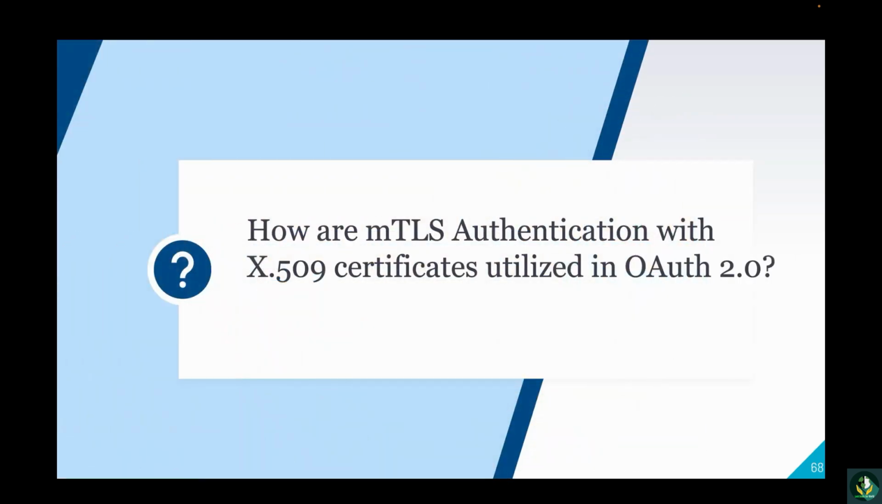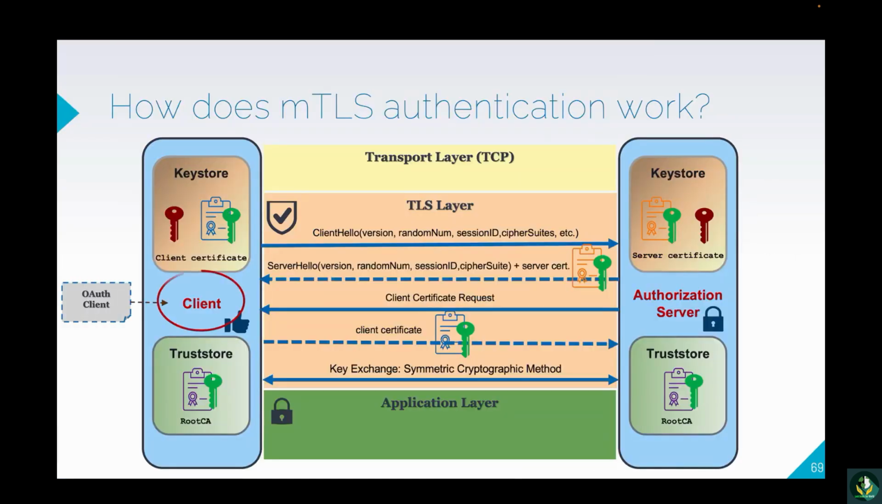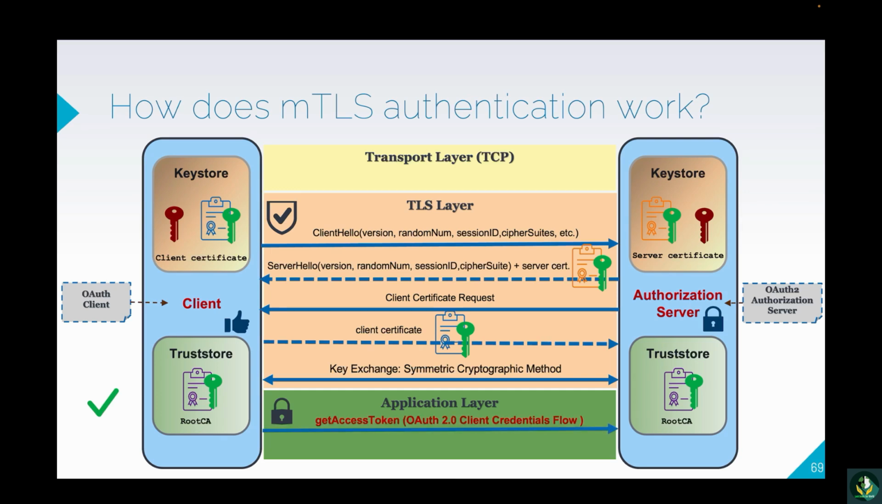So how does it fit into OAuth 2? In this context, the client is the OAuth 2 client, and the server is the OAuth 2 authorization server. By the time we reach the application layer, the client is already authenticated. It can now make a POST request, such as in client credentials flow, without providing any further client authentication in the request body. The authorization server validates the request, and if everything checks out, responds with an OAuth 2 access token.